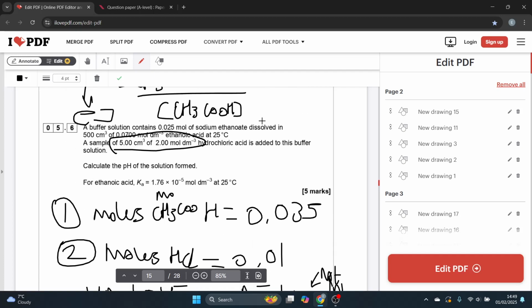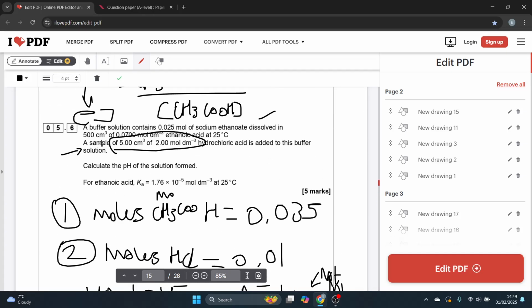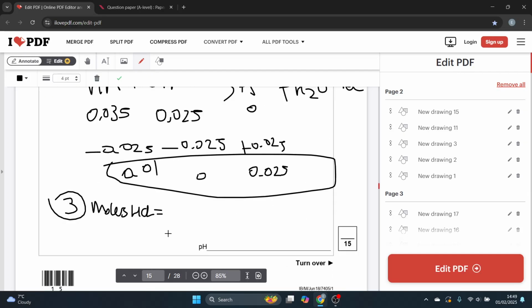Because a buffer solution contains this, then we add the HCl. That's what I missed off. Okay, now I've got the actual moles of what I'm supposed to work out. Then I know this much hydrochloric acid is added, so then I'd work out the moles of HCl, which I've already worked out as 0.01.